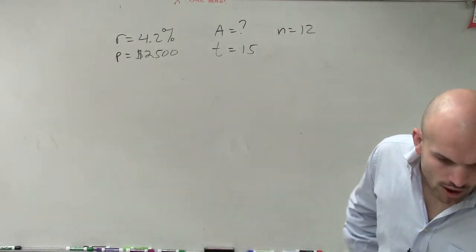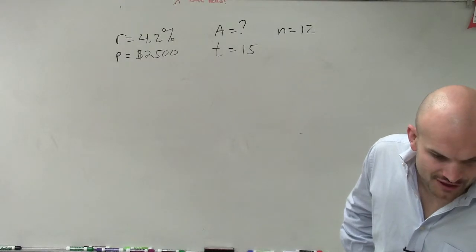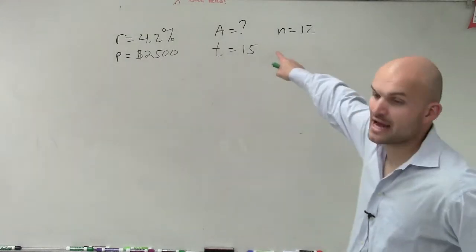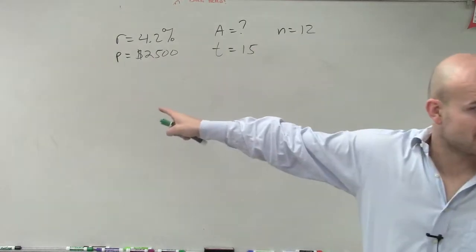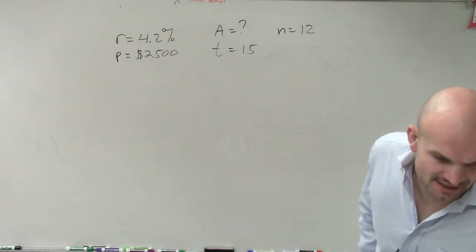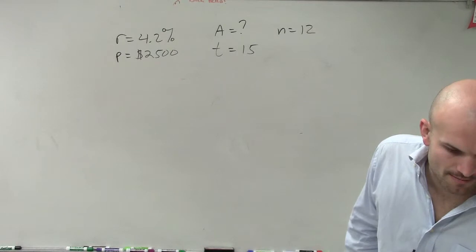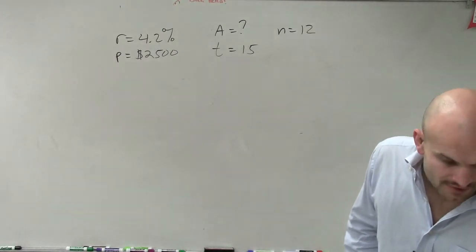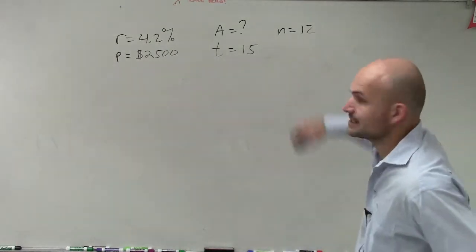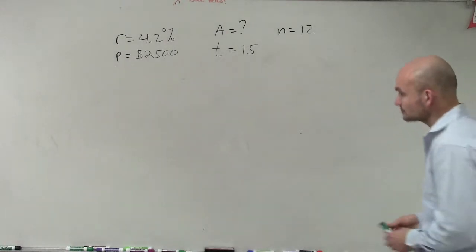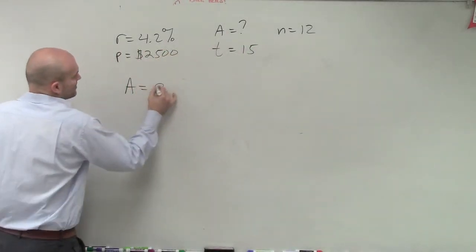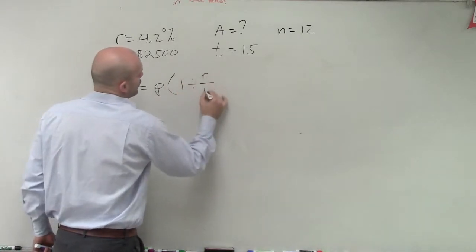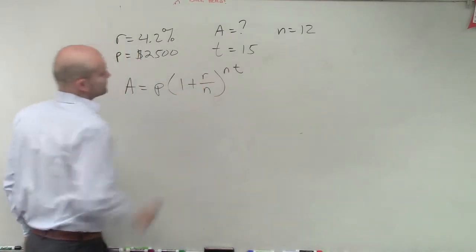Invested in an account, what will be the balance after 15 years? So we don't know the balance, which is A, our final amount. We know that 15 years is going to be the number of years, and it says the annual interest rate is compounded monthly, right? So therefore, our N is going to be 12. So let's go and write in the formula again.